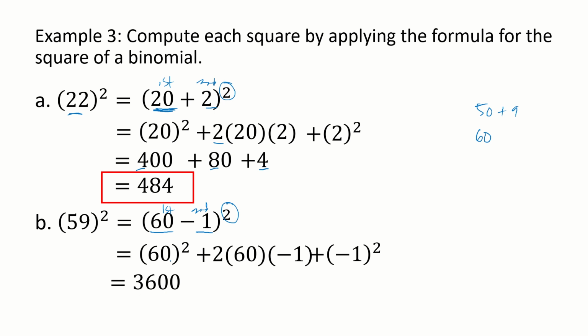60 times 60 is 3,600. 2 times 60 times negative 1. 2 times 60 is 120. Times negative 1 is negative 120. Then the square of negative 1 is just 1. So 3,600 minus 120 plus 1 is 3,481. And that's the answer.